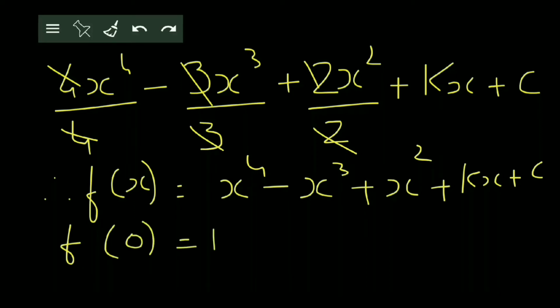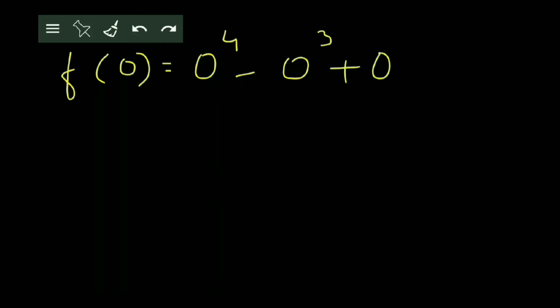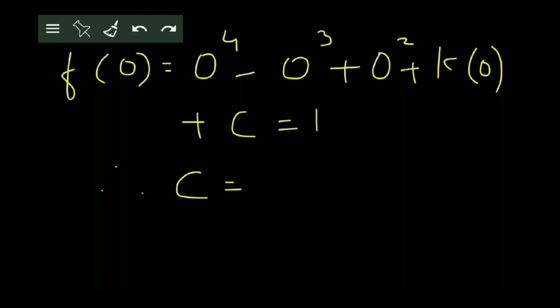Thus, we put 0 in all these values. x we substitute as 0 over here. So we get f(0) is equal to 0 raised to 4. Wherever x is there, we are putting 0. But f(0) is 1. All the 0 terms go away. Therefore, we get the value of c as 1. So now f(x) can be modified and can be written this way.